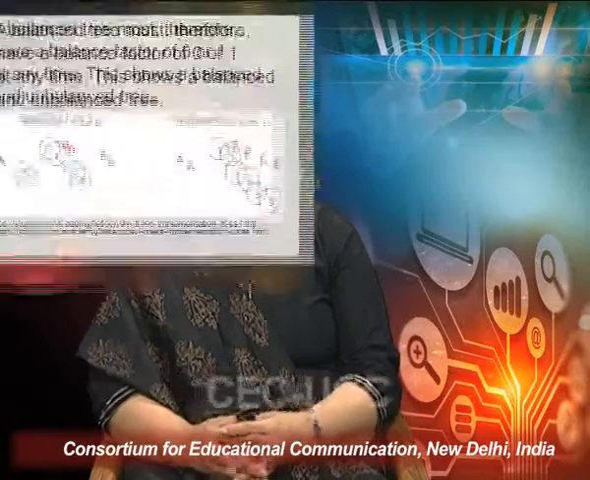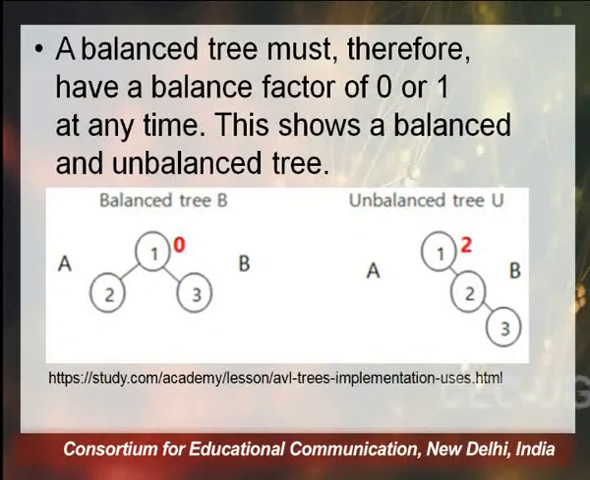So a balanced tree must therefore have a balance factor of 0 or 1 at any point of time. Now let us understand the concept of balanced tree using some pictures. Here on one side you can see there is a balanced tree which is having 3 nodes, 1, 2 and 3. Here we can say the node which is having key value 1 is having balance factor 0, because the left subtree and right subtree both are having equal height. So the balance factor is 0, a perfectly balanced tree.